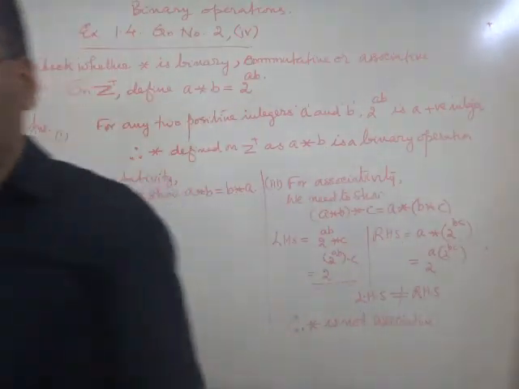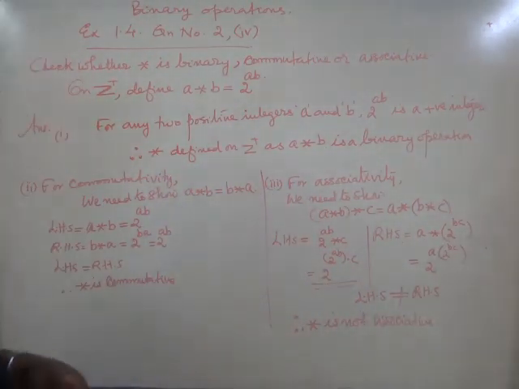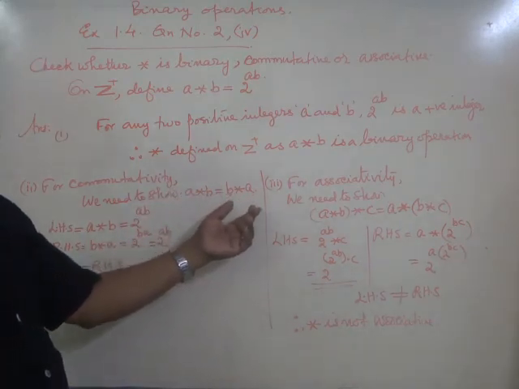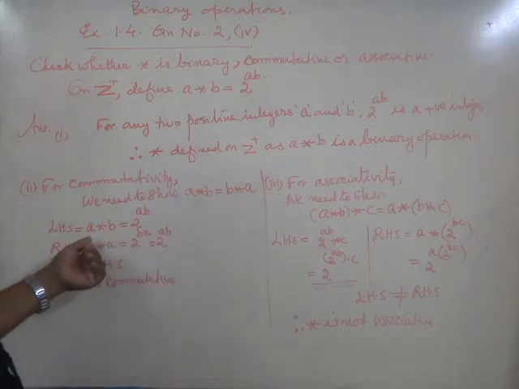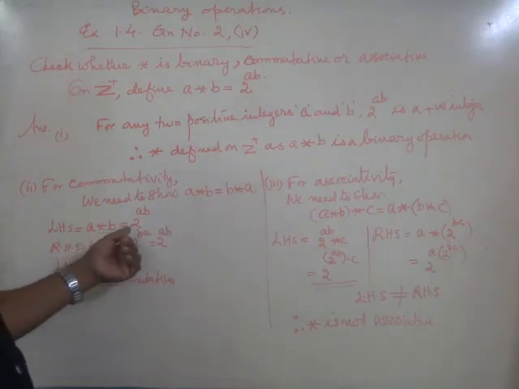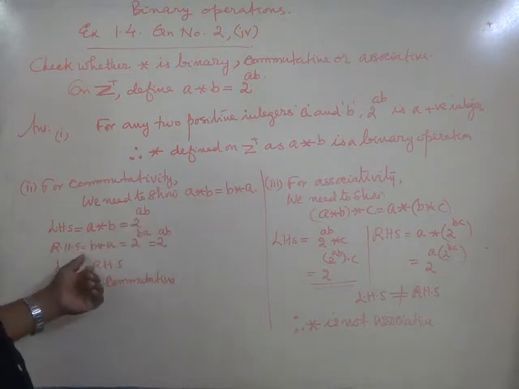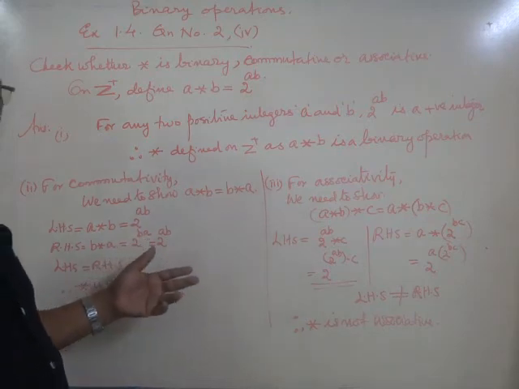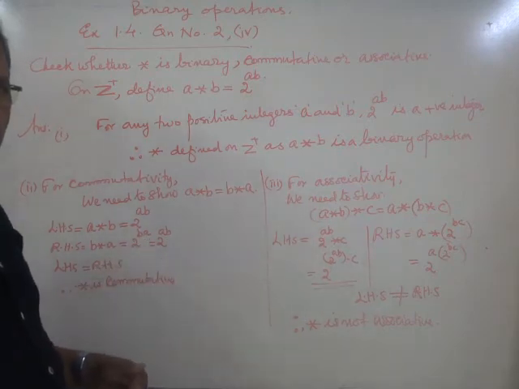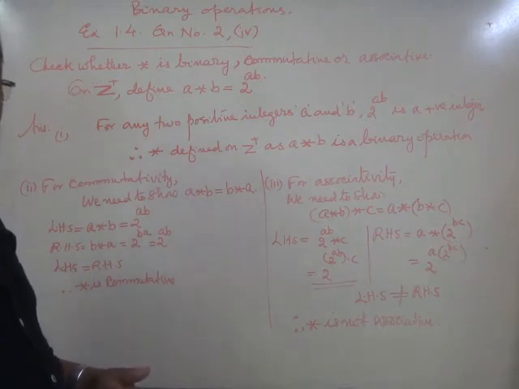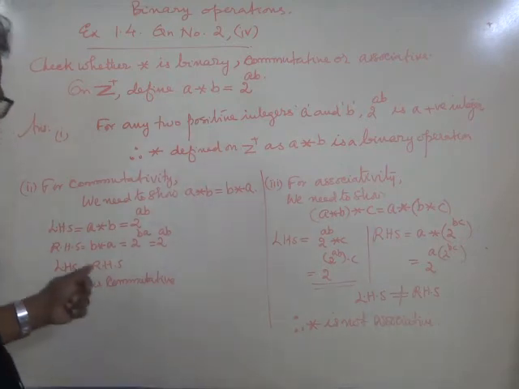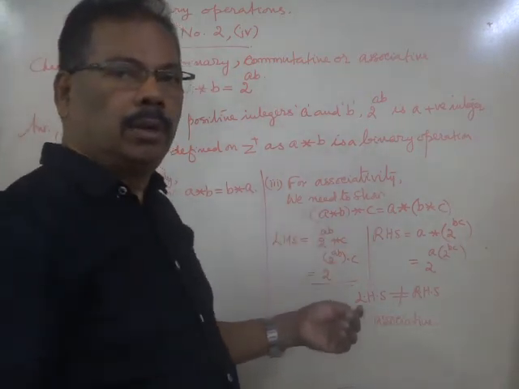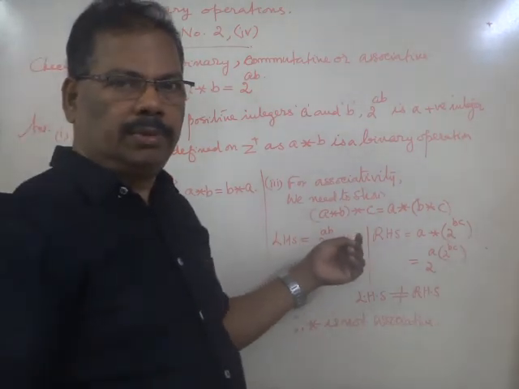Then commutativity. For commutativity, we have to prove a star b equals b star a. Now left hand side is a star b and is equal to 2 raised to ab. Right hand side is b star a, it is equal to 2 raised to ba, and for the product of two numbers a and b, it is ab and ba, the same figure. So this is commutative.